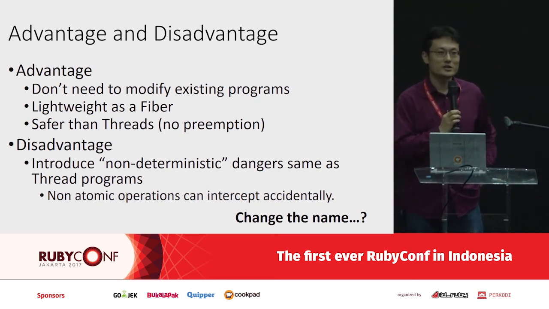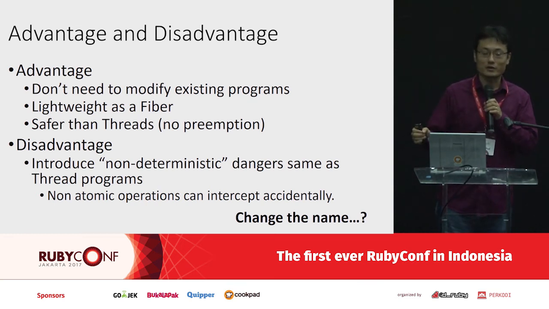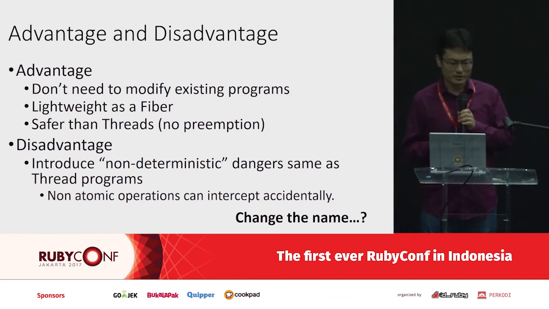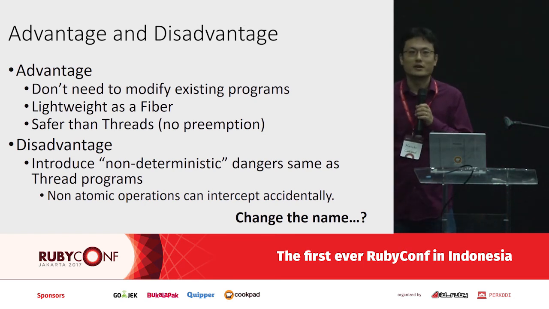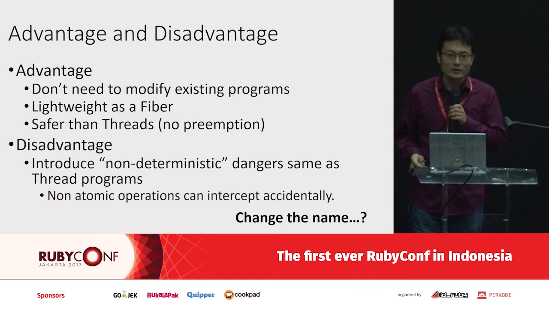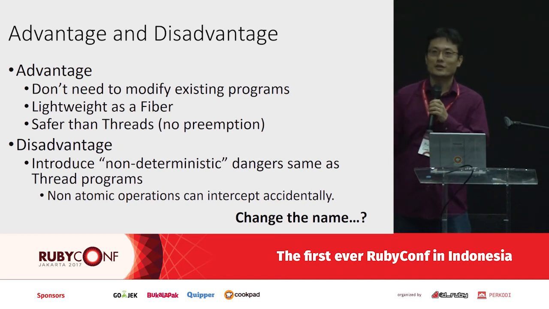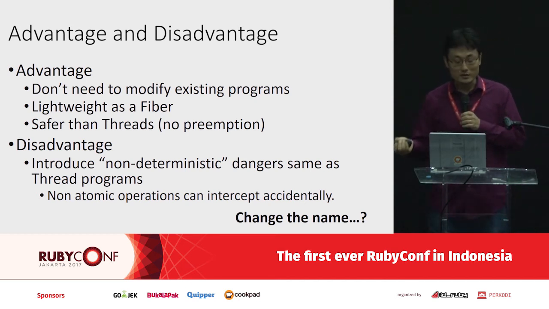And we don't change. Preemption is not supported, so it is safer than threads. The disadvantage is that it introduces non-deterministic behavior like threads. So the safety is improved, but it introduces the same type of danger as threads.